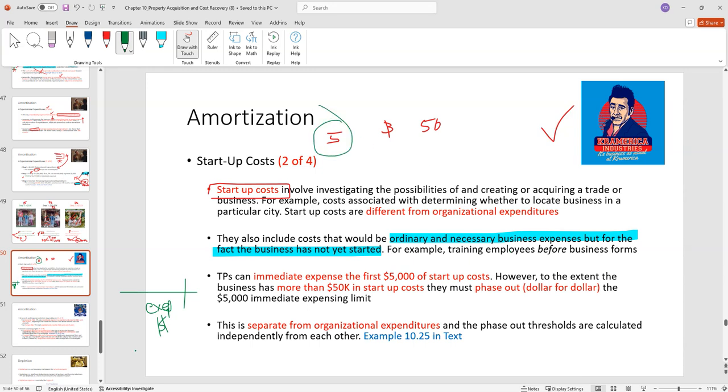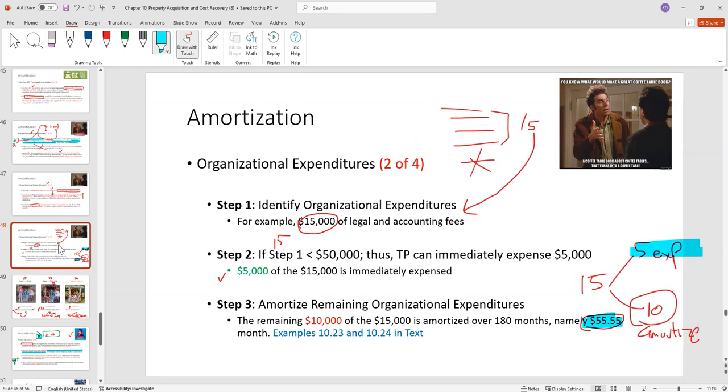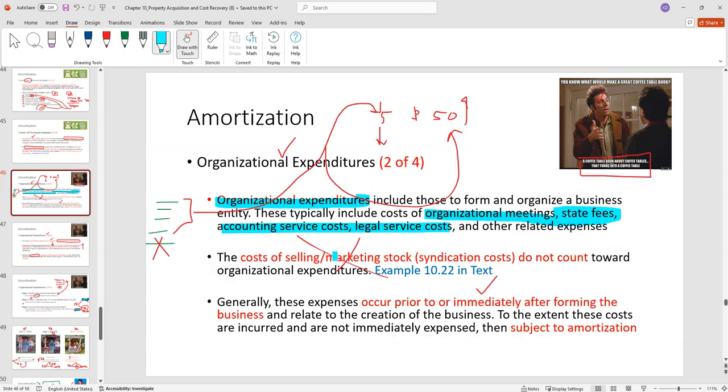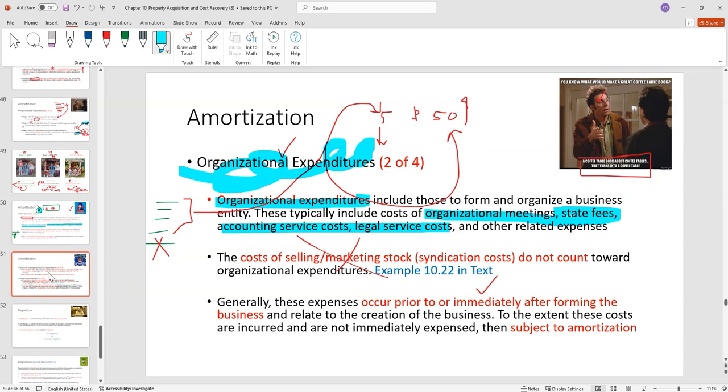Same framework, 5 and 50. Step one is figure out what your startup expenses are that would be given to you. Step two, apply the framework of 50. What do you keep versus what do you amortize on there? You get these together. In other words, it's totally possible that a business in year one could get $5,000 of startup costs and $5,000 of organizational expenditures. It's not mutually exclusive where you have to pick between them. You can get both.